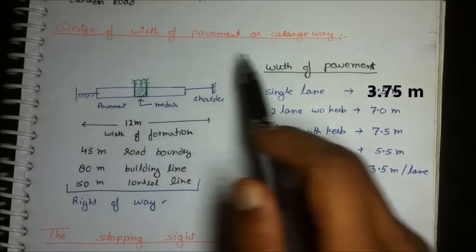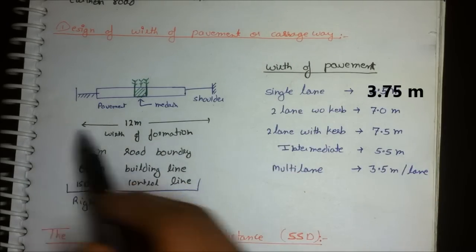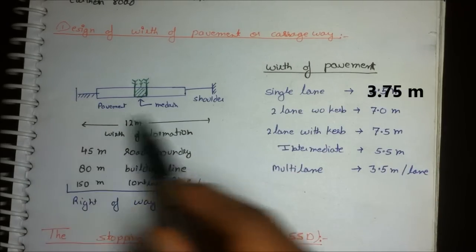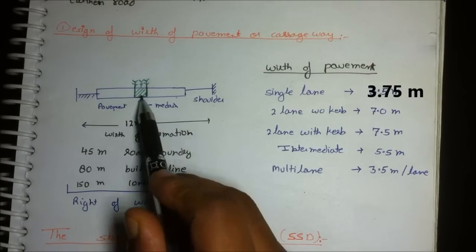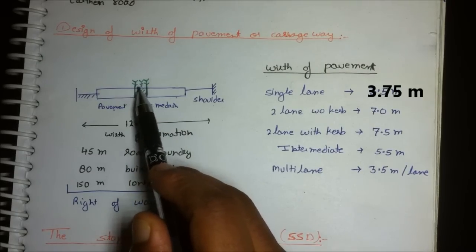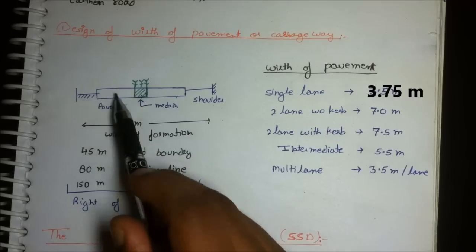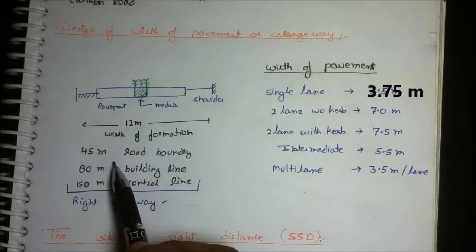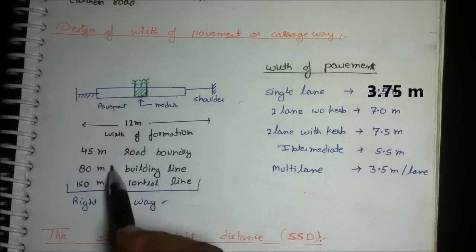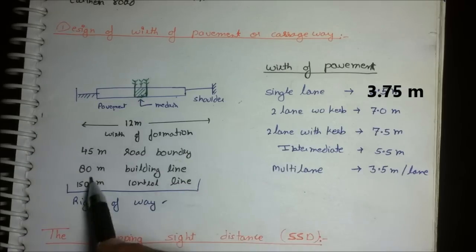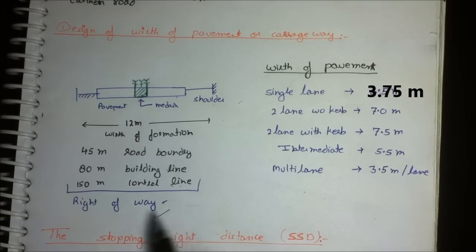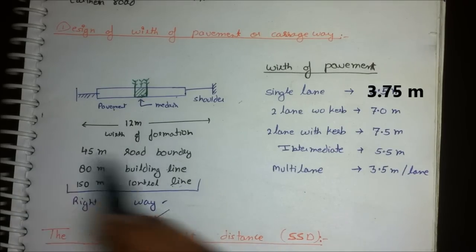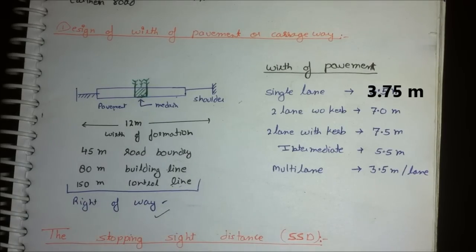Now coming up to the design of width of pavement or carriageway. The total length in which our main essential highway is constructed is known as width of formation, which is 12 meter. It consists of two pavements, one median where the plantation is done, and two shoulders just along the pavement lines. At 45 meter on both sides, there will be a road boundary. At 80 meter, there will be a building line. 150 meter is control line, and this complete 150 meter control line is known as right of way. So the actual right of way of our whole pavement is 150 meters.